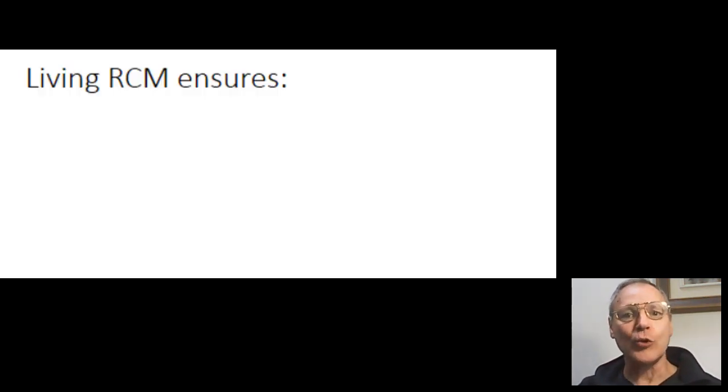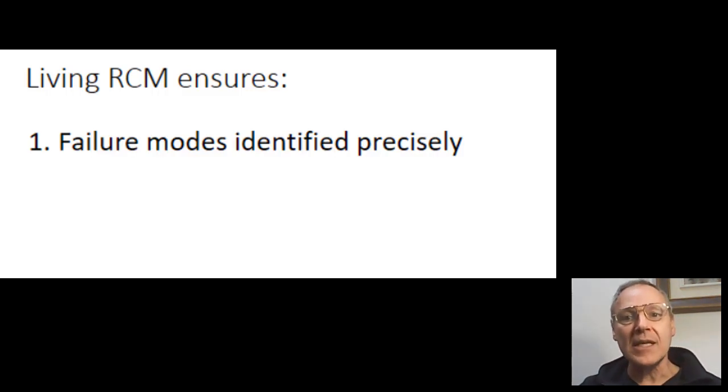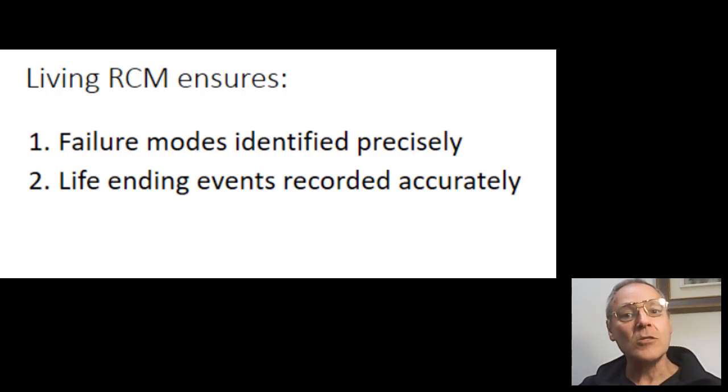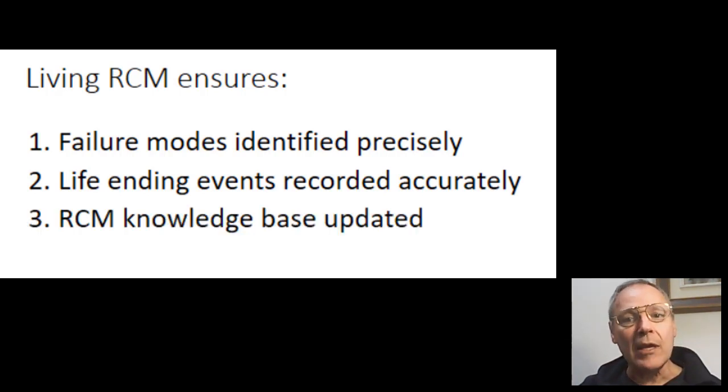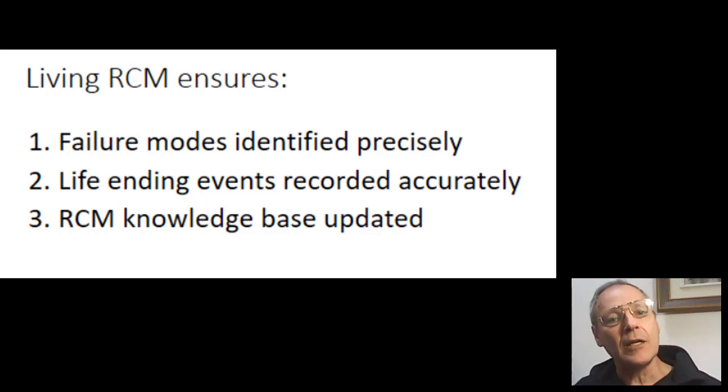The Mesh Living Reliability-Centered Maintenance process ensures that work order data is of analytical quality. Living RCM ensures 1. That failure modes are precisely identified on the work order. 2. The failure mode's life-ending events are correctly recorded. And 3. That the RCM knowledge base remains consistent with reality and with the EAM's catalogs. When our work order process respects these three criteria, clean data samples for analysis will be generated automatically by Mesh.